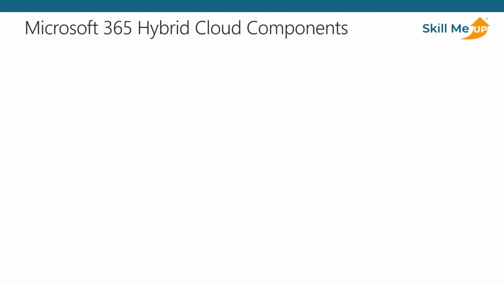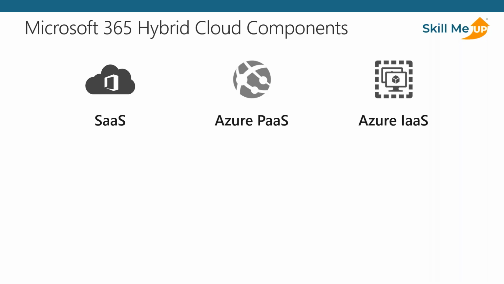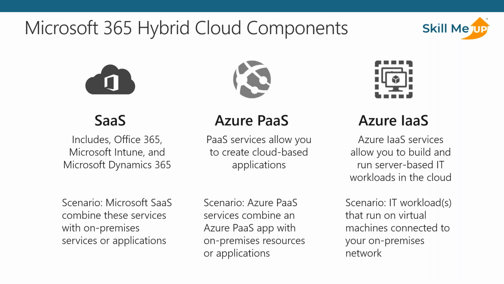So the first thing to talk about is the Microsoft 365 hybrid cloud components, and to understand that there are 3 core areas that are included in this hybrid cloud component infrastructure. The first one is software as a service. This one will include Microsoft Office 365, Intune, and CRM. And your core scenario here is that you want to combine these services with on-premises services or applications.